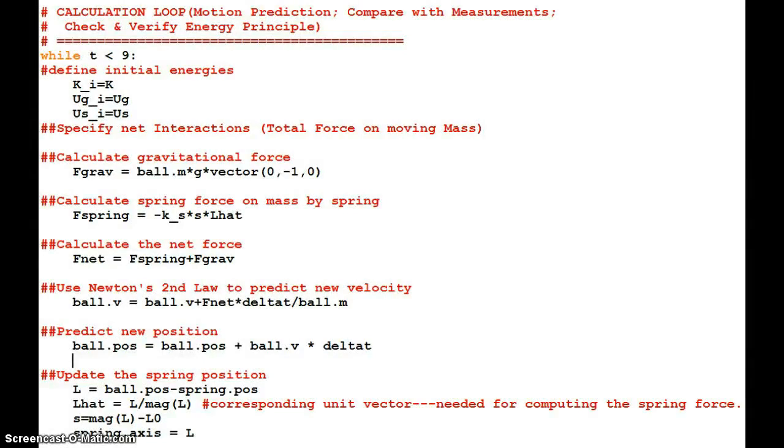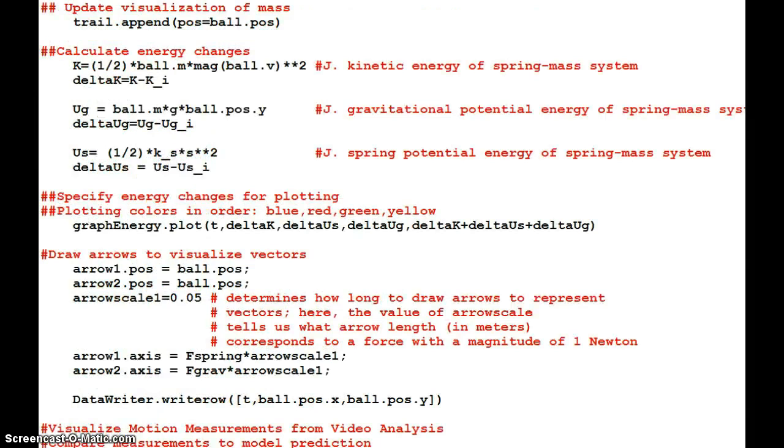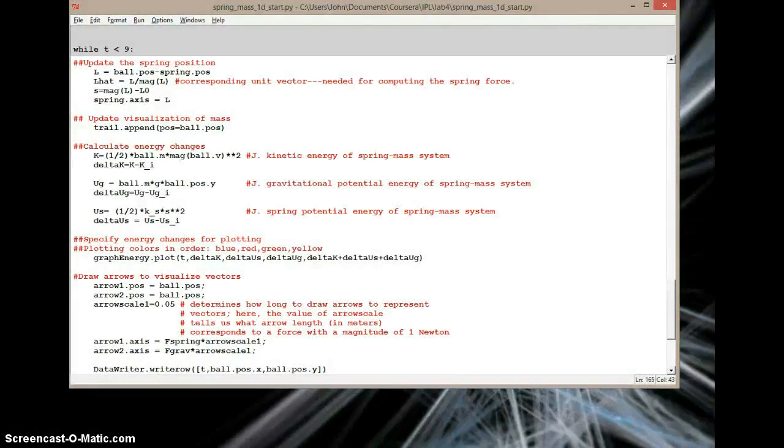The momentum principle, Newton's second law, is used to predict the velocity based on the forces due to gravity and the spring force. This may be seen here. From this calculation, the new ball and spring position can be calculated. There we see it here. Finally, position and energy changes may be plotted. Finally, let's run the program.